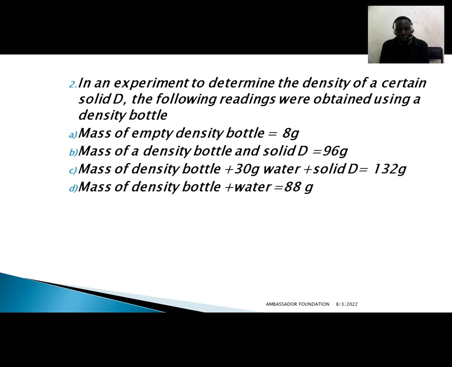So another question is what I've just displayed there, which I expect you to be going through. Now this one, we want to use it to measure the densities of solids. So at some point, this one requires you to think even better than the previous question we have just handled. Take your time, pole pole. At the end of the day, we will get it.